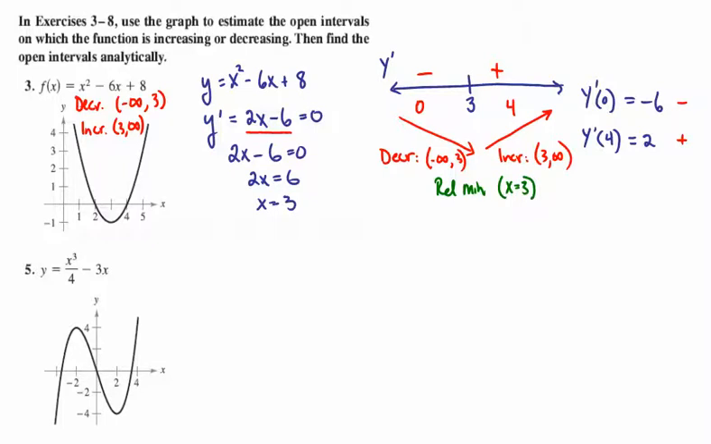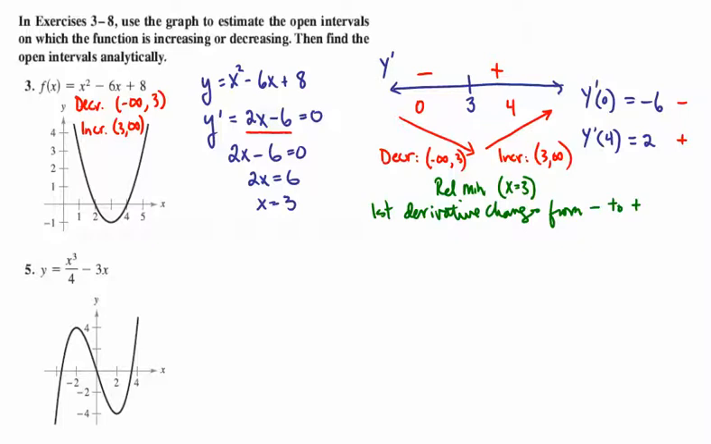Now notice something very important that happens whenever you have a relative minimum. The first derivative changes from negative to positive, and that means you went from decreasing to increasing, and therefore you have a relative minimum there. All right, we'll go on to number 5.